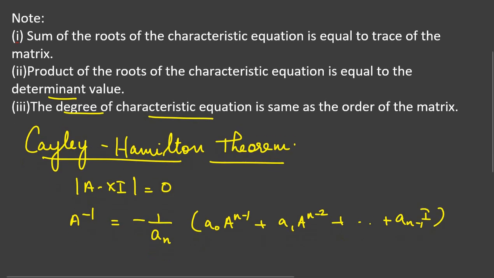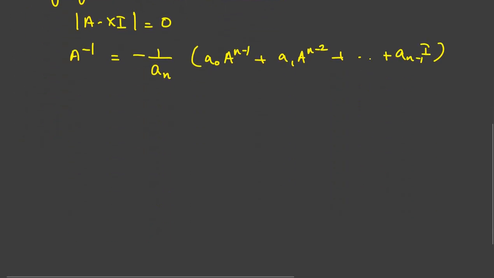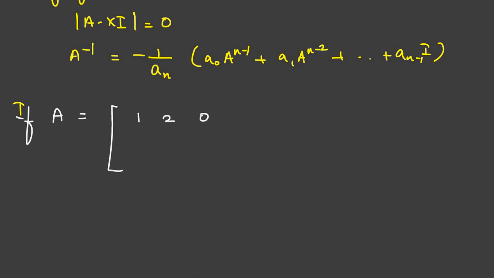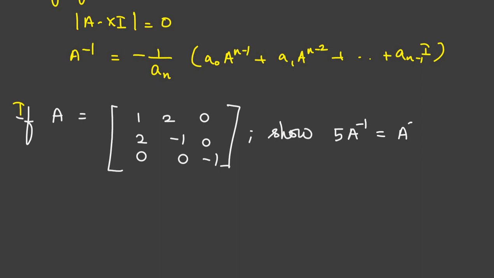Let us see an example for this. For example, I take the matrix A equal to 1 2 0, 2 minus 1 0, 0 0 minus 1. We use the Cayley-Hamilton theorem here to show that 5 times A inverse is equal to A square plus A minus 5I. We are going to use the Cayley-Hamilton theorem here.